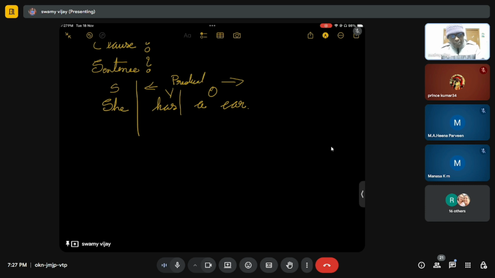The second part of the sentence is called the predicate, and the first part of the sentence is called the subject. So what is the job of the predicate? The predicate tells or explains what the subject actually does in the next part of the sentence.